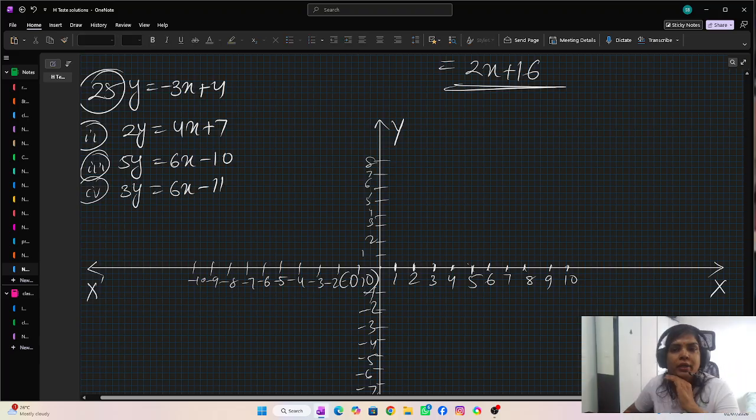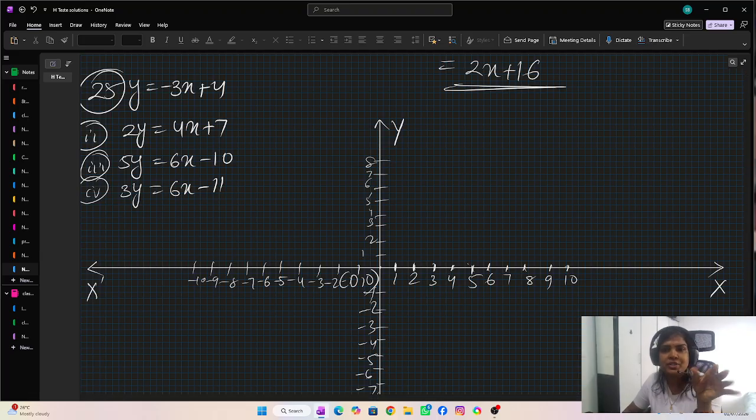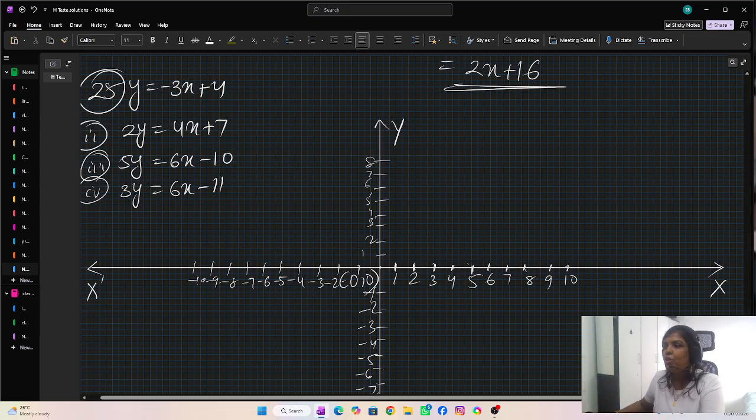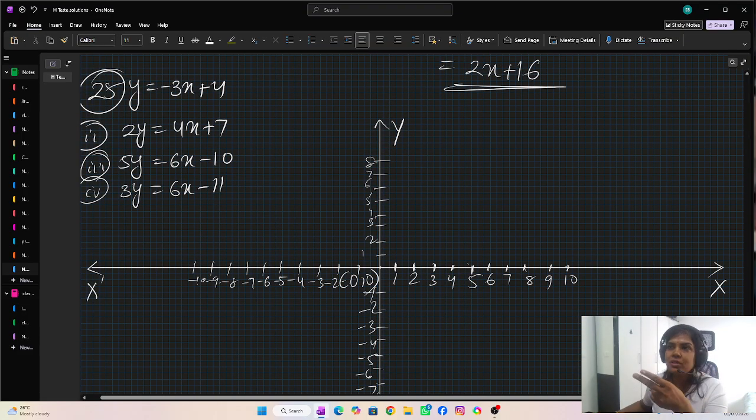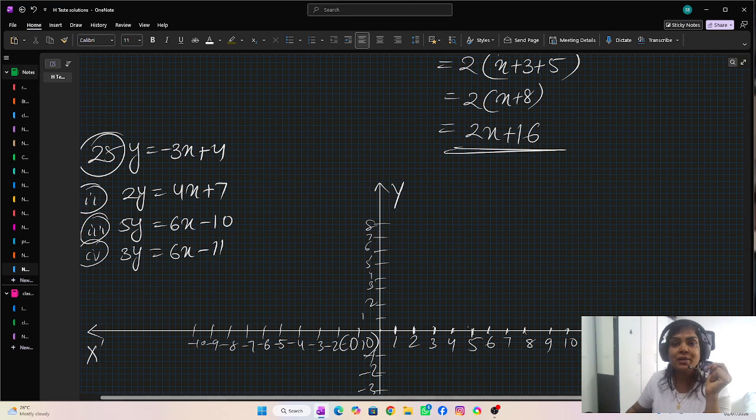These four equations are actually straight lines. Those straight lines we need to plot on this Cartesian plane. Do you know how to plot? For plotting a line we need a minimum of 2 points. Then only you can draw a line. How to find the 2 points from these equations? Let's see. It's very easy, students.